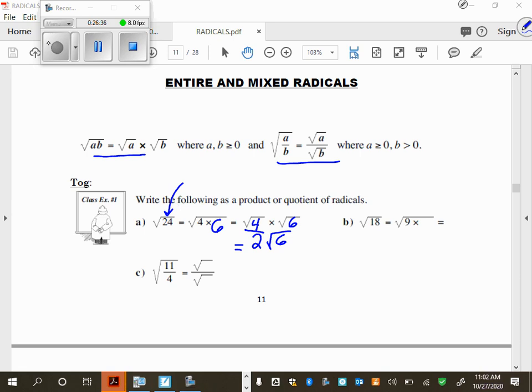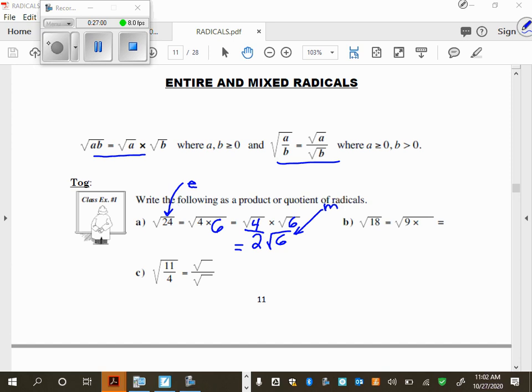So we just turned this entire radical into a mixed radical, and that's what we're going to be doing for the majority of the unit. That's the most important skill you can know. It's going to come up in adding, subtracting, multiplying, and dividing radicals. So we have to be a master of it. We haven't even started yet. This is just introducing it.